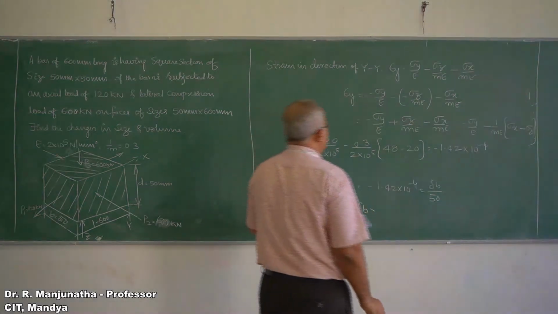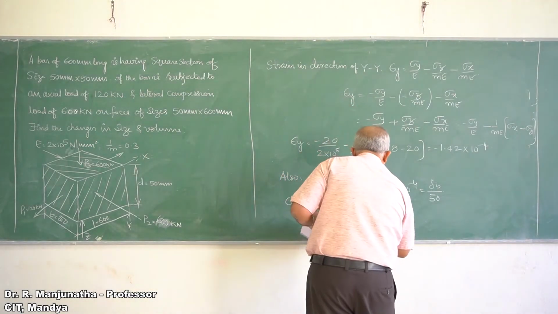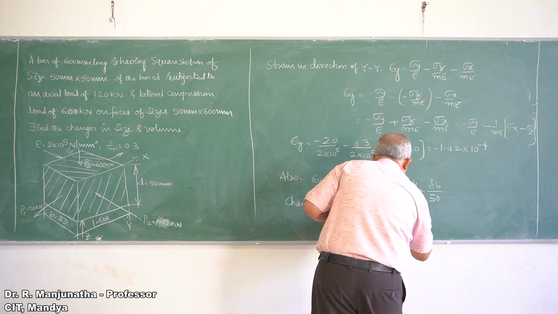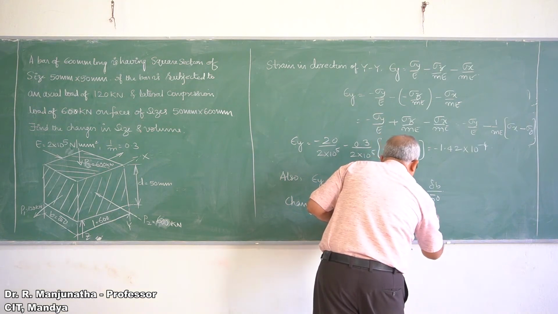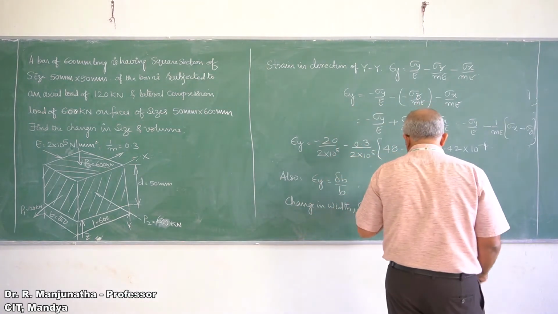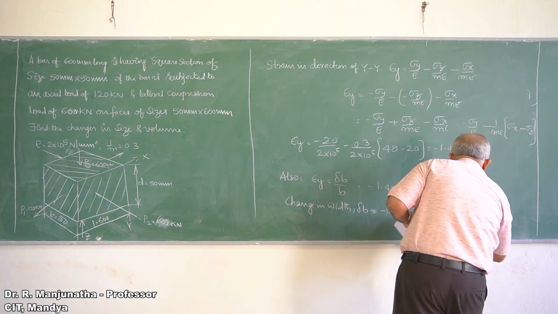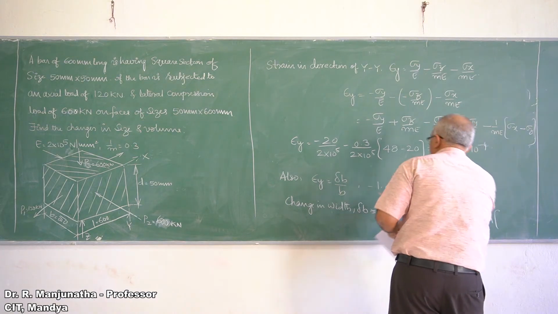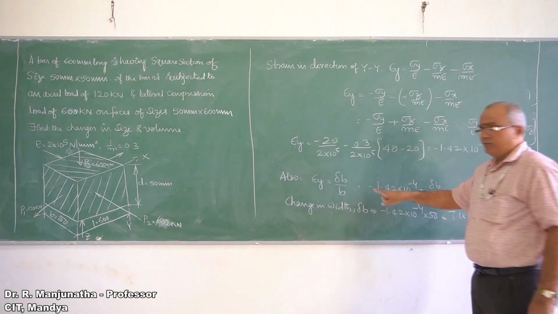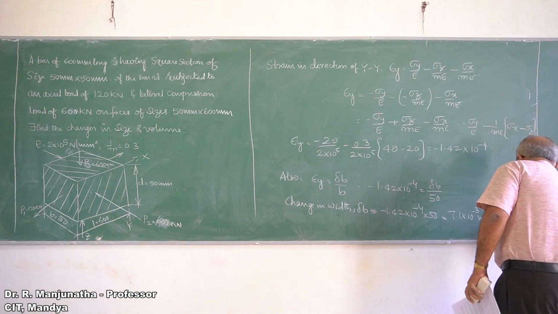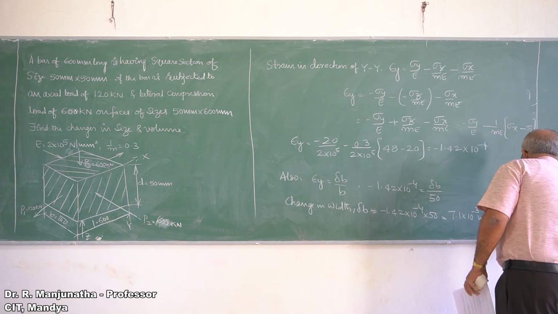the negative sign indicates that it is a decrease in width. So that will be equal to minus 1.42 into 10 to the power of minus 4 into 50, which is equal to 7.1 into 10 to the power of minus 3 mm. Since there is a negative sign here, that negative sign indicates that it is a decrease in width.